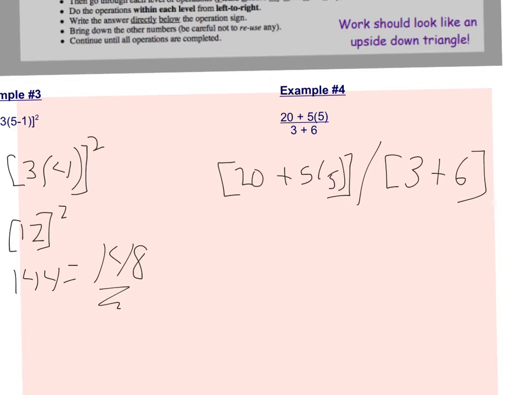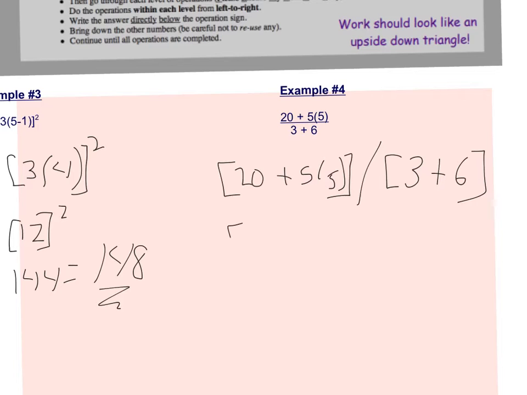So we basically treat the numerator, the top above the fraction bar here, as one formula, and then we treat the denominator below the fraction bar as one formula, and then at the very end we divide. So the division is still like the division in PEMDAS, but because of that fraction bar, we treat the top and bottom as being kind of separate parenthesized problems.